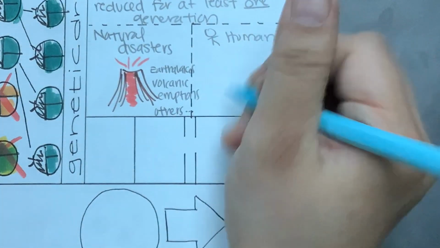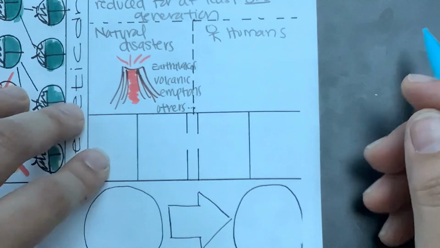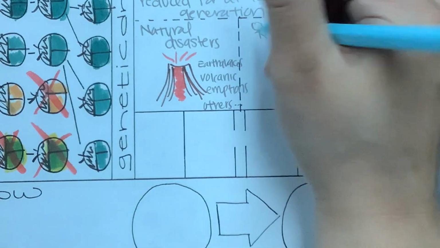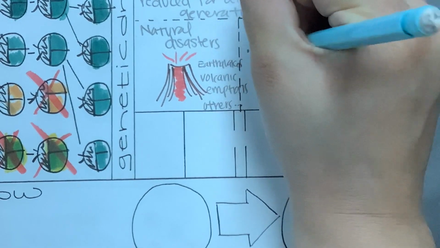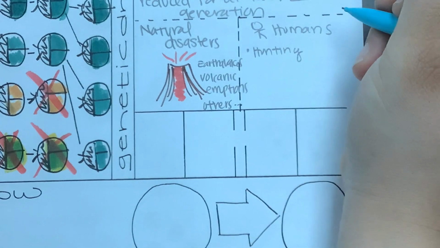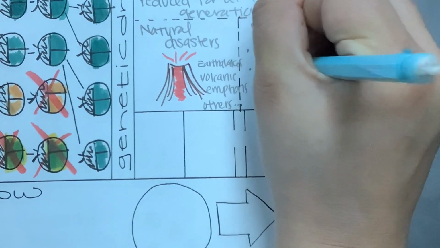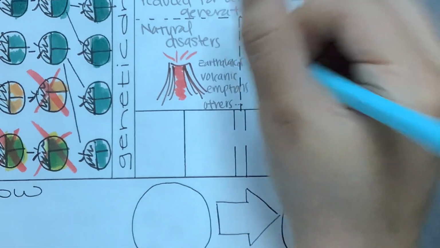With humans, a lot of the disruptions associated with humans are usually like, let's see, hunting, right? When we hunt for specific animals. Pollution is another big one. Deforestation.